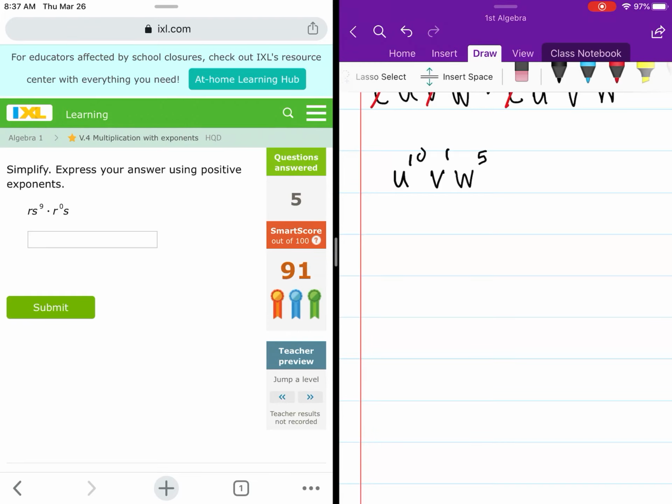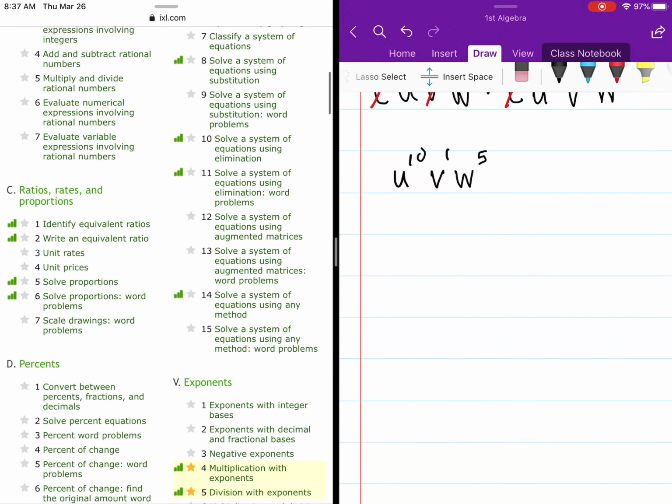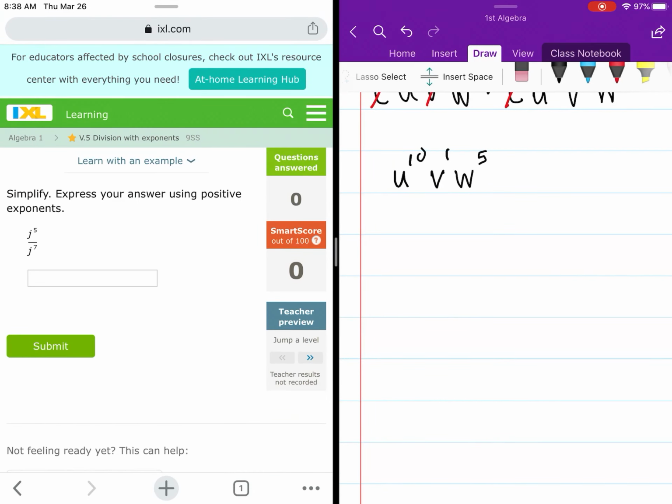If we go back to our topic list, let's work on V5. So I'm going to separate this into two parts. I'm going to do V4, V5, and then I'll do the other two.